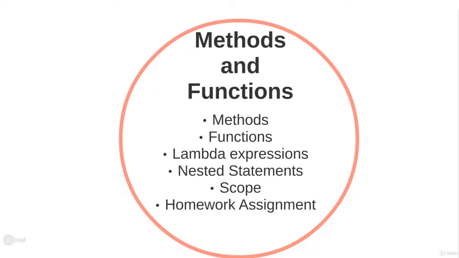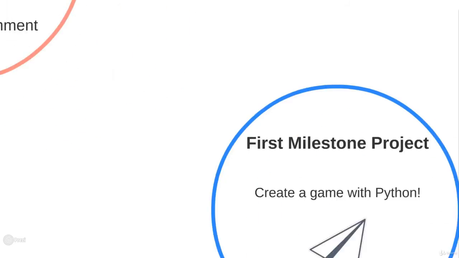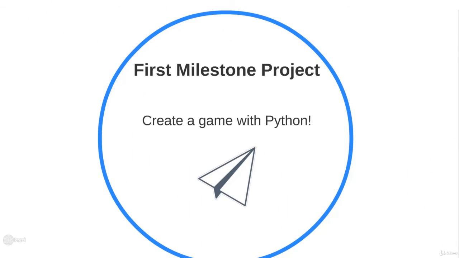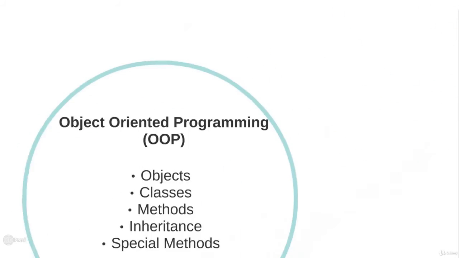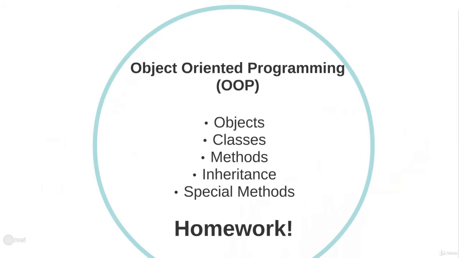Next, we'll learn about methods and functions, what they are, how to create them. We'll also learn about lambda expressions, nested statements in Python, and scope in Python. We'll top it off with a homework assignment to test your understanding about methods and functions. Then, you'll have your first milestone project, where you will create a game with Python. Then, we'll move on to object-oriented programming, where we'll learn about objects, classes, methods, inheritance, and special methods, all in Python. Then you'll get a homework assignment to test your understanding.